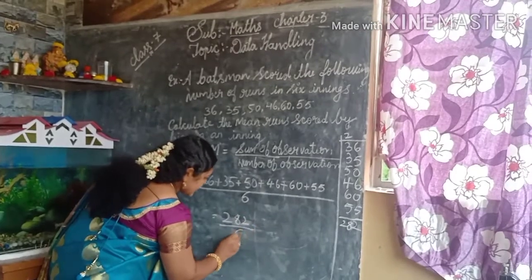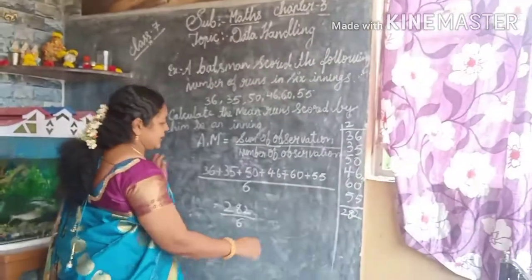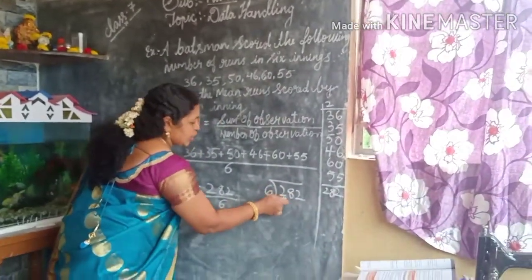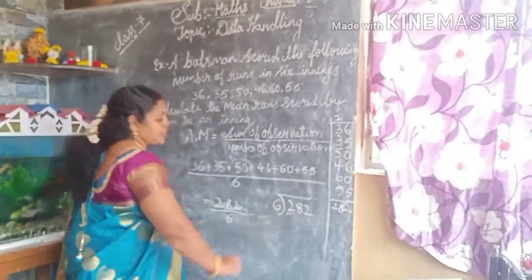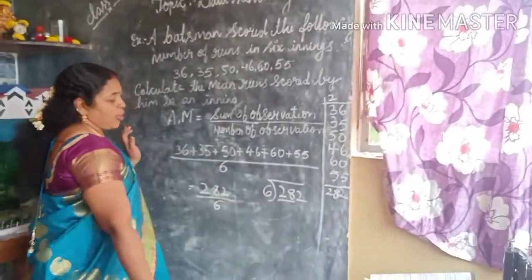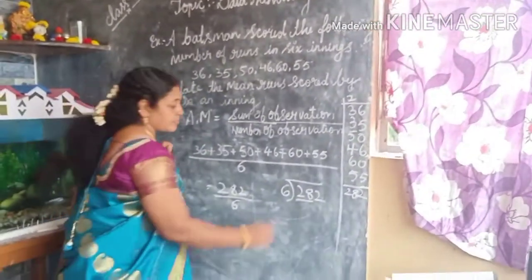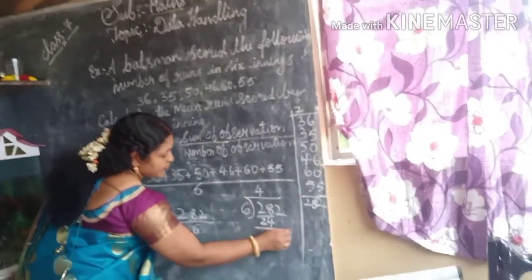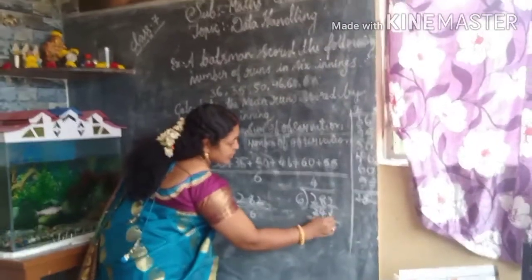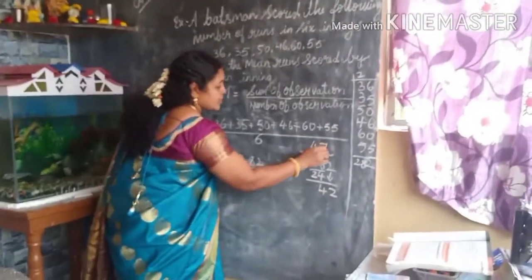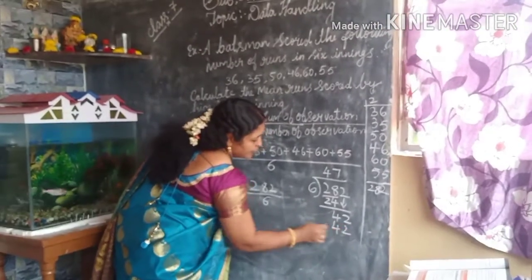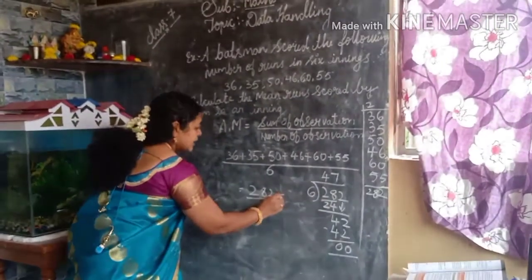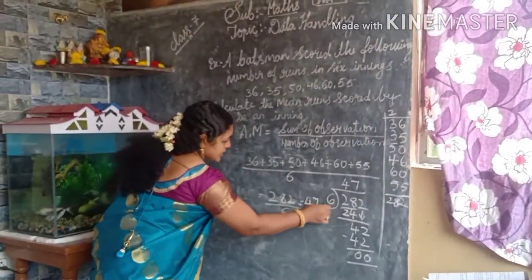So our answer here is 282 by 6. Let us start dividing it here. 282 by 6. 2 doesn't go. In 7th standard I need not teach division newly. So 28. How many times will 6 go in 28? 4 sixes are 24. So again 4 remains. Bring the 2 down. 42. 7 sixes are 42. 0, 0. So what is the mean here? The mean is 47.